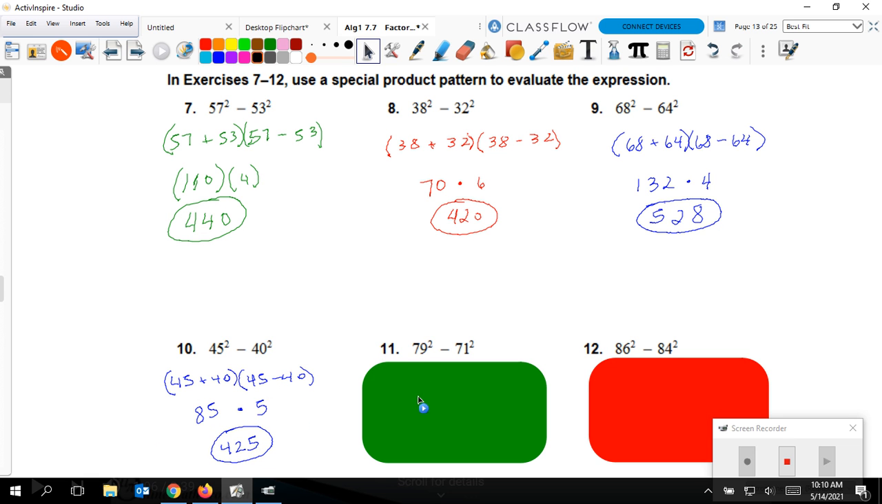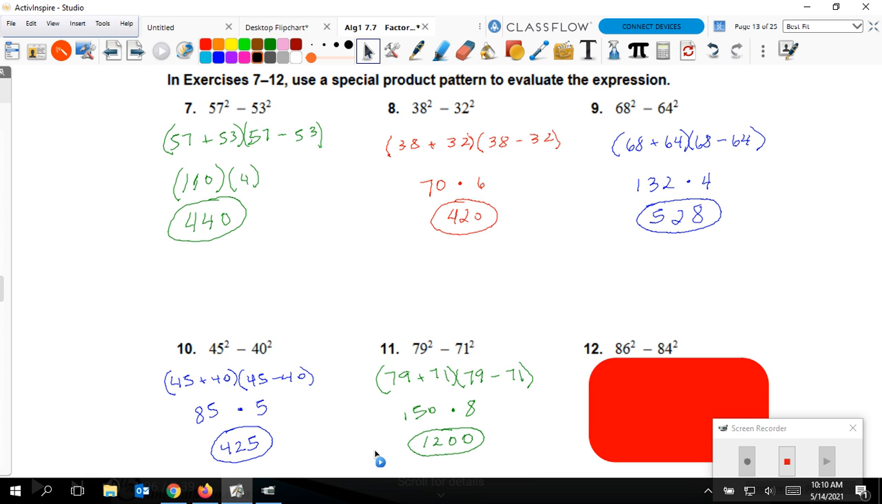Number 11. So it's going to be 79 plus 71, 79 minus 71. So adding these two, you get 150. When you subtract them, it's 9 minus 1, which is 8. 150 times 8, again you can put that on the side in column form, is 1,200. You can think of it: 8 times 0 would be 0, 8 times 5 is 40, there's the other 0, and then you carry the 4, and 8 times 1 is 8 plus 4 more is 12. So you can kind of do this in your head.